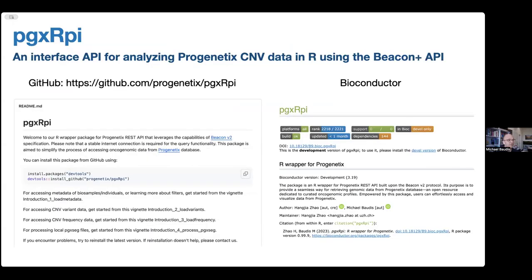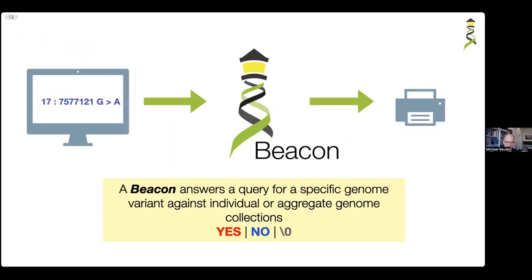That's important. There's also an R API, obviously called pgxRpi, for accessing data of our resources, but it is being morphed into a general Beacon API for R. It's developed by Hangjia Zhao in my group.